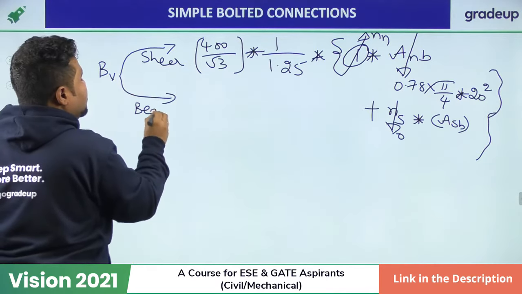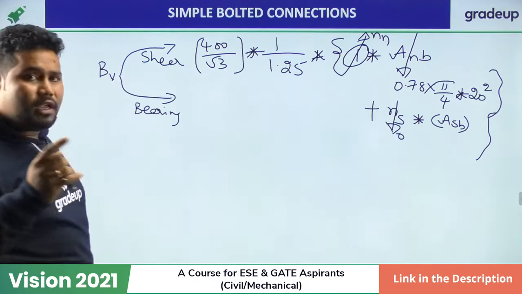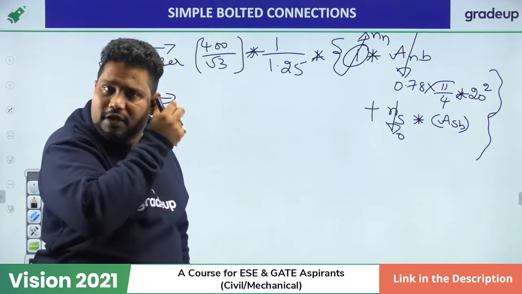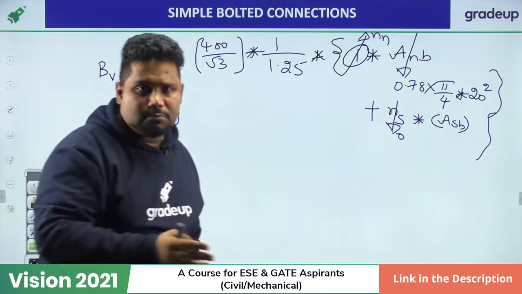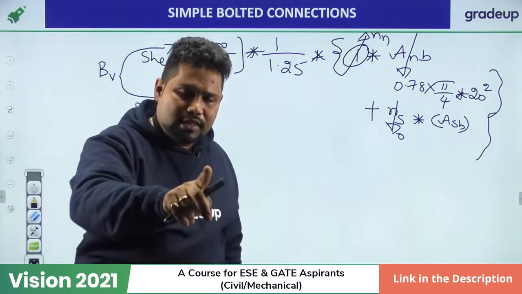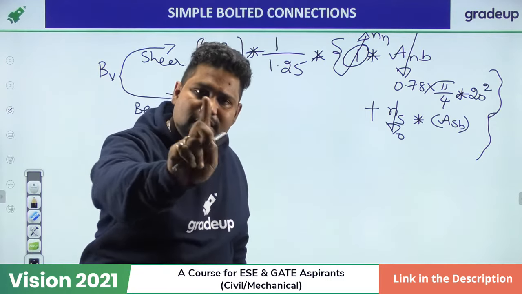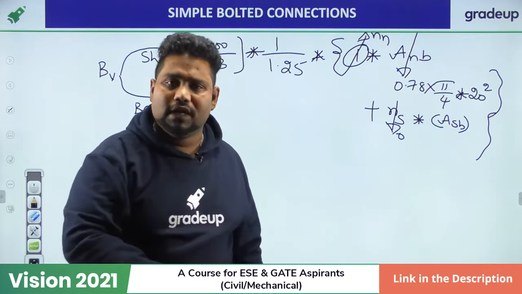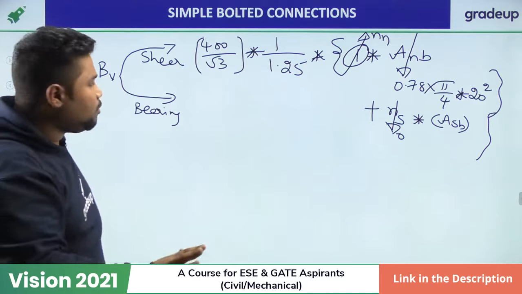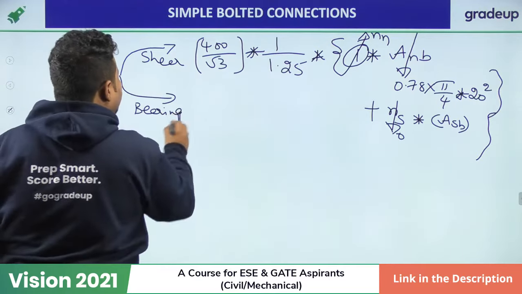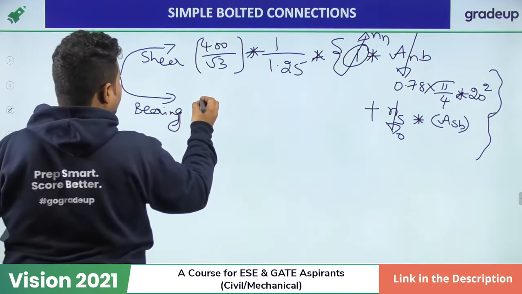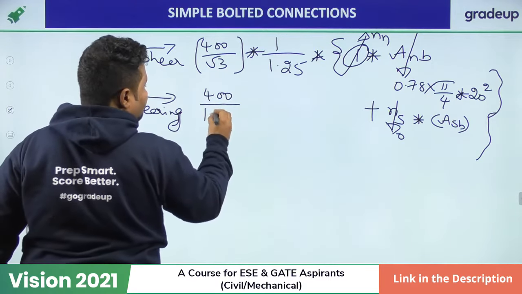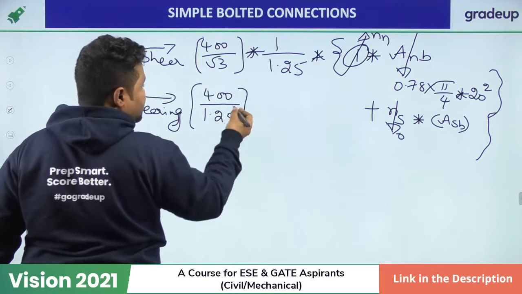Coming to bearing mode, if you see the connection, only bearing type of stress and shear mode of failure are possible. No tension failure is possible. That's the reason why, in this question, we are working out the strength of the bolt in shear mode and bearing mode. If tension is also possible on the bolt, then we will work out the tensile mode strength also. Coming to the bearing strength, the ultimate strength of the bolt is 400, divided by the factor of safety 1.25. This is the permissible stress.